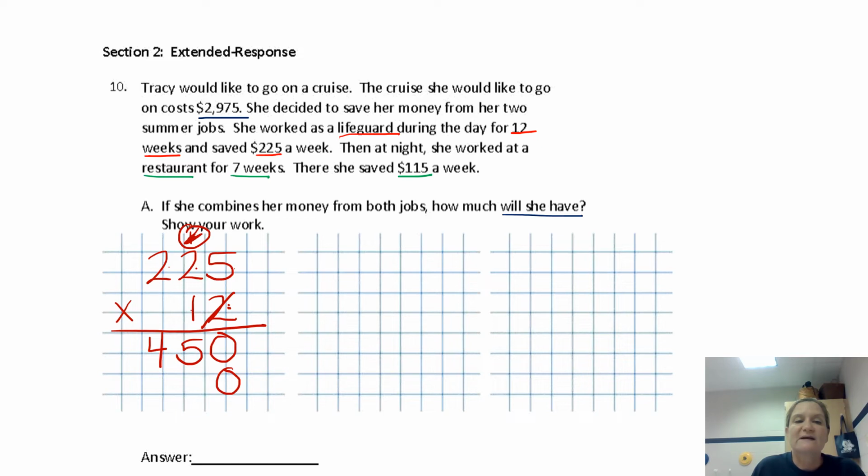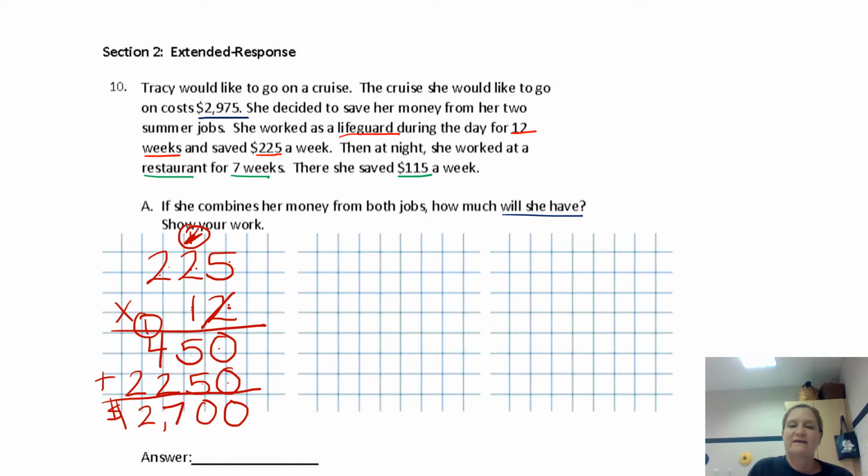1 times 5 is 5. 1 times 2 is 2. 1 times 2 is 2. Add 0 plus 0 is 0. 5 plus 5 is 10. Carry the 1. 4 plus 1 is 5. Plus 2 is 7. 2 plus nothing is 2. So she earned $2,700 for her lifeguard job.